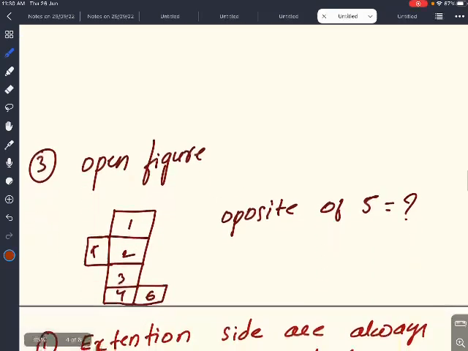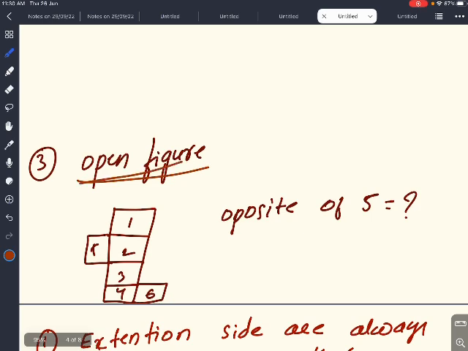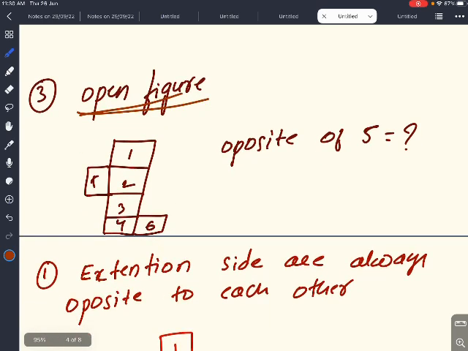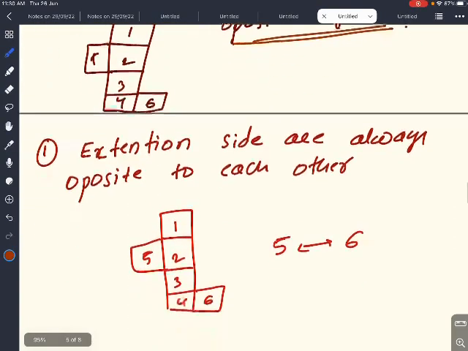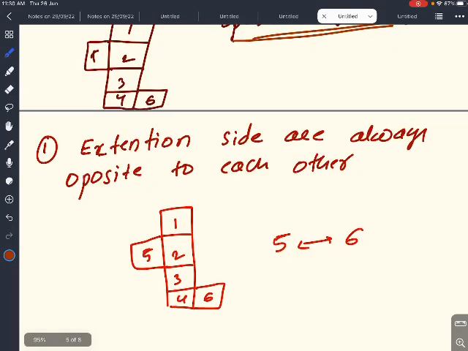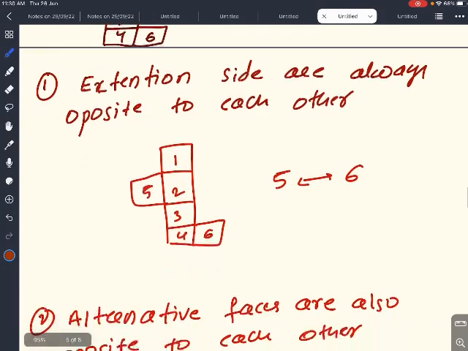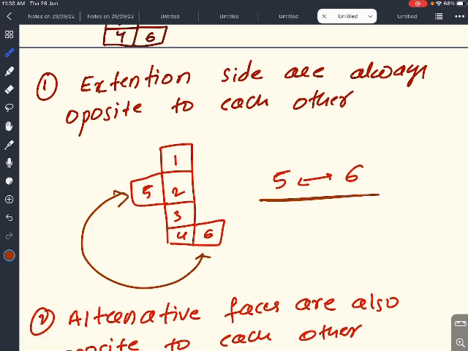Next type is the open figure. They give a figure like 1, 2, 3, 4, 5 with the dice opened out. Then they ask for the opposite of 5. What is the opposite of 5? Here there are 2 rules. Extension sides are always opposite to each other. Extension side means this 5 is always opposite to 6.